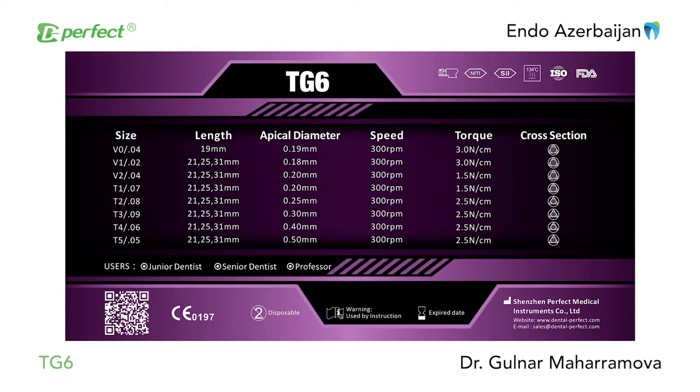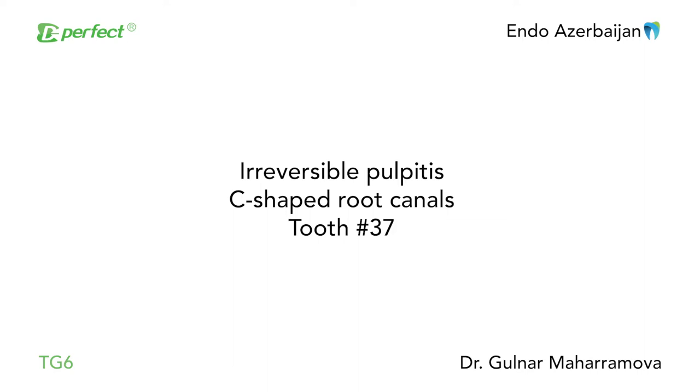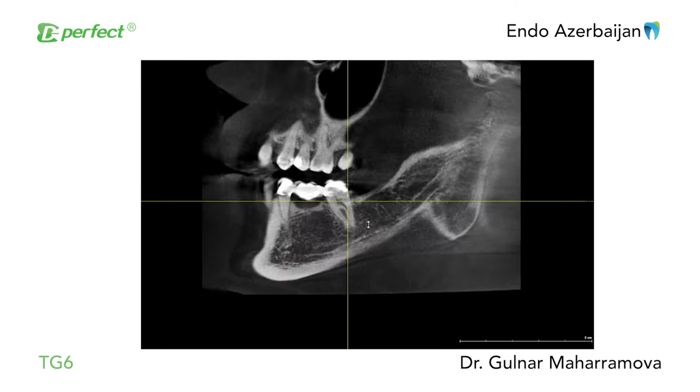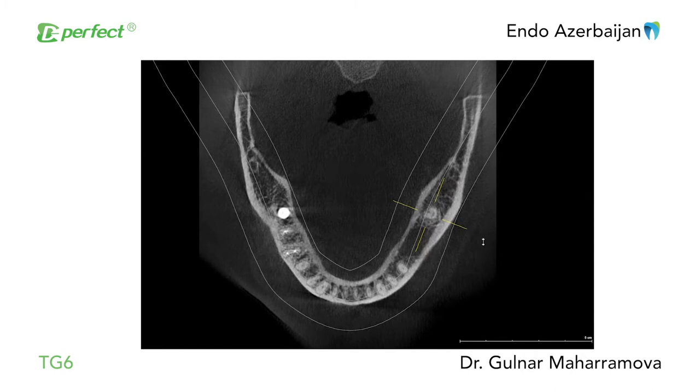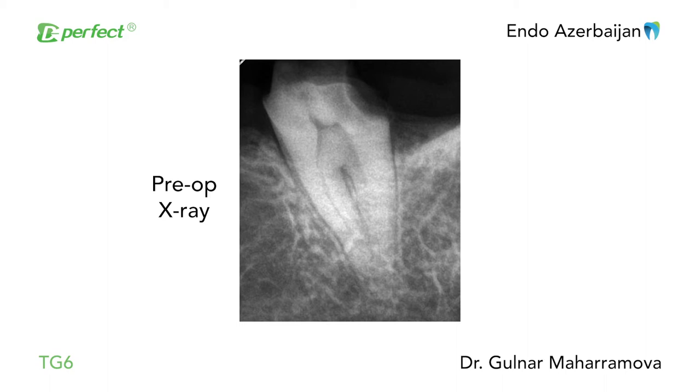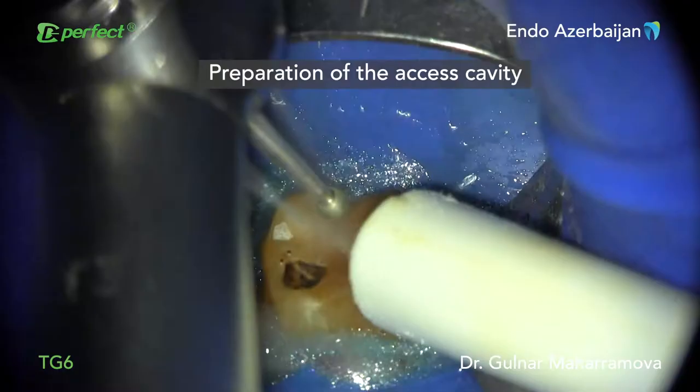Now, coming to the clinical case, our patient is a 37-year-old female with complaints of severe pulsation and pain to hot and cold stimuli. On clinical observation, we found the tooth to be an abutment for the bridge. Before we started the treatment, the bridge was replaced with a temporary one, since the other abutment tooth is vital. On periapical X-ray, taken after the removal of the bridge, we found a deep decay caused by inadequate preparation and fixation of a previous bridge. CBCT proved the presence of a C-shaped root canal system.